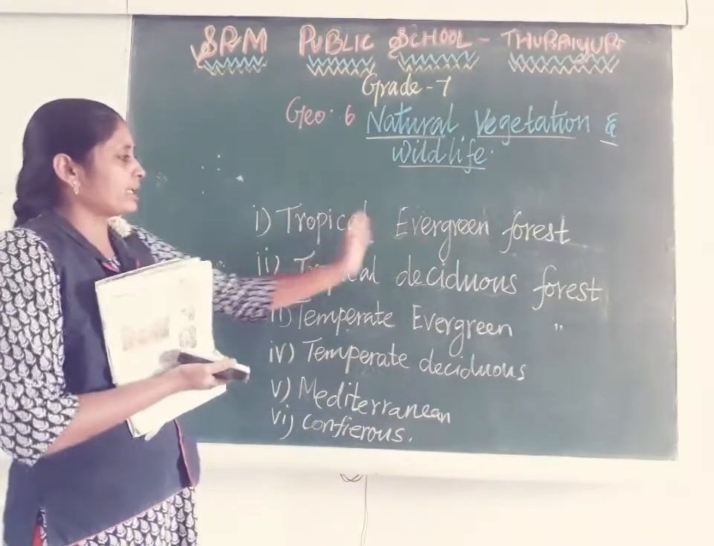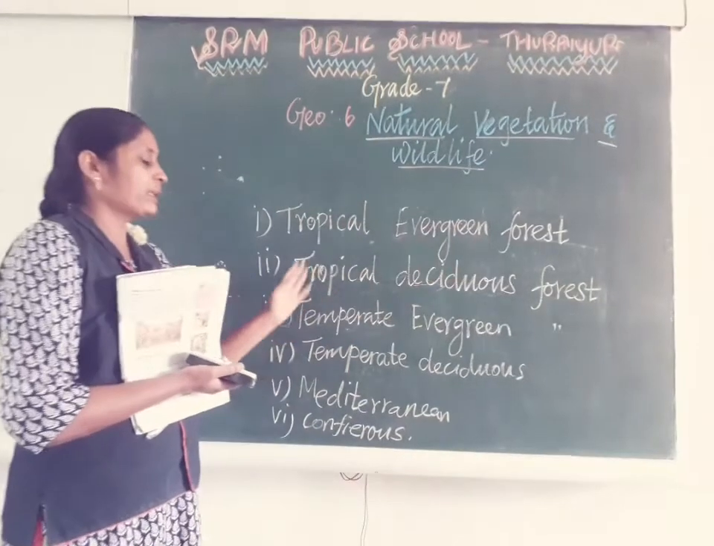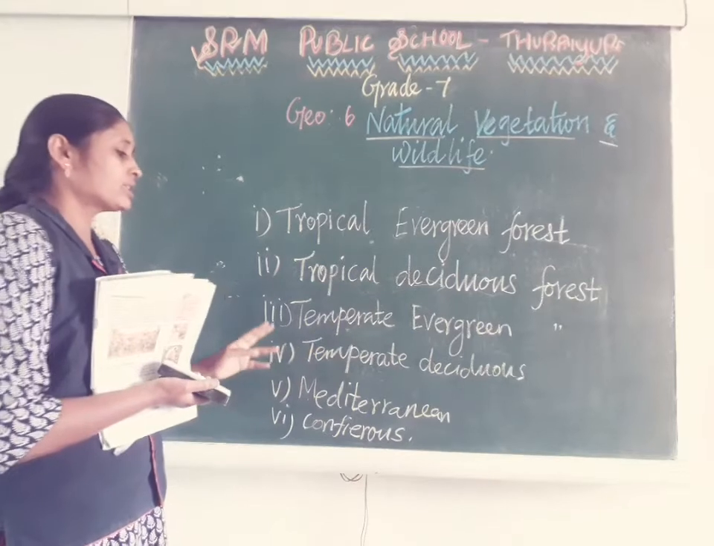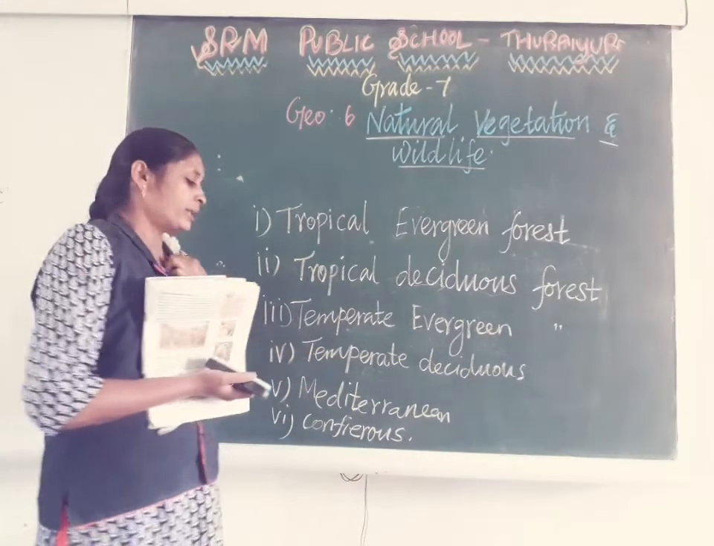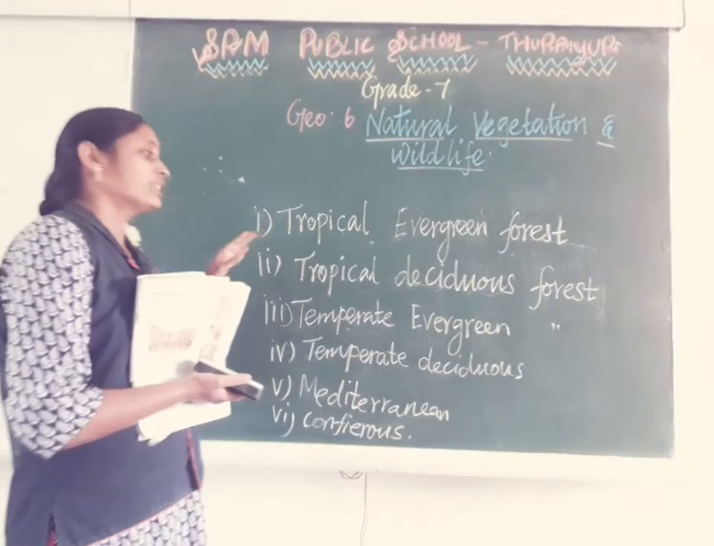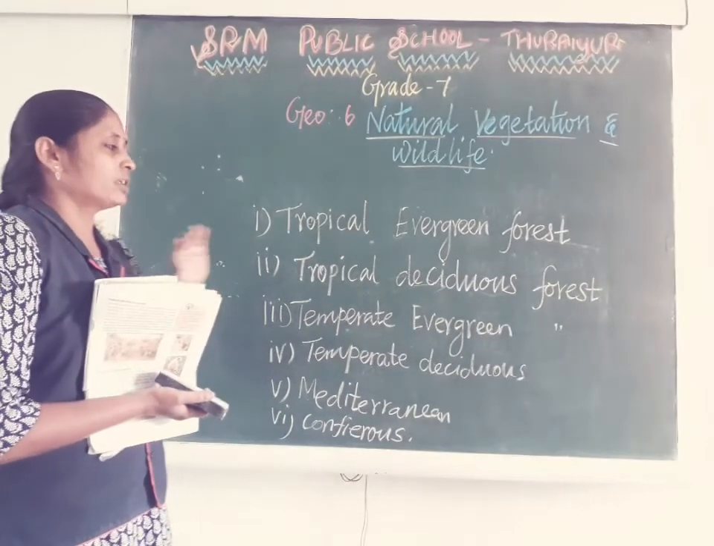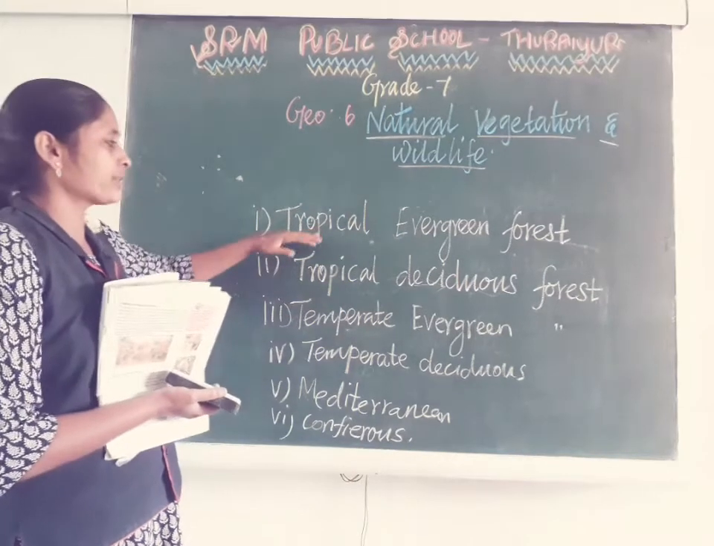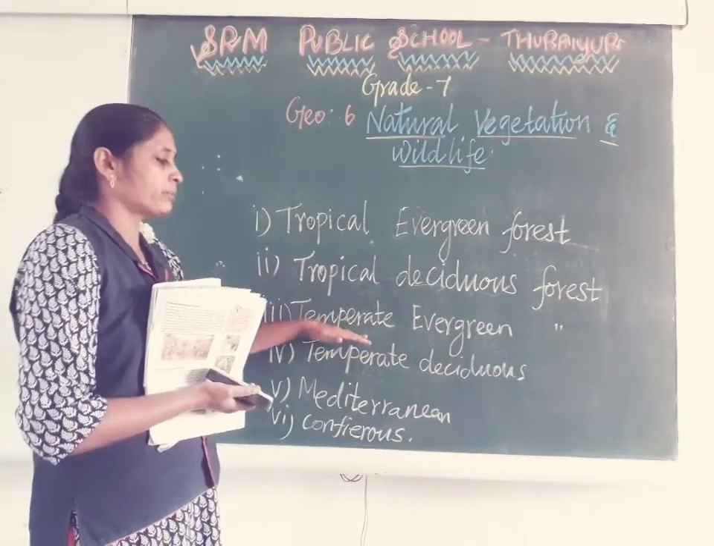So: tropical evergreen forest, tropical deciduous forest, temperate evergreen forest, temperate deciduous forest, Mediterranean vegetation, and coniferous forest. These 6 forests are very, very important. At the time of reading you have to compare them. What is the difference between tropical evergreen forest and temperate evergreen forest?